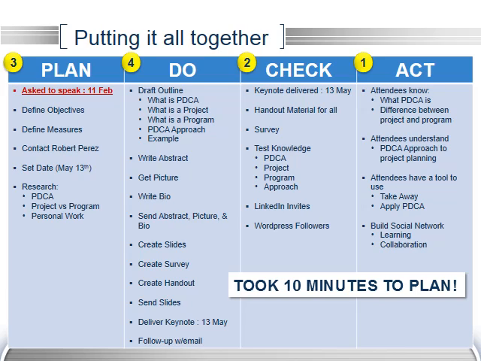But when the do, what was I going to do? Well, I said, well, I need to draft an outline. And initially I said, well, I'm going to know what is PDCA, what is a project, what is a program, my PDCA approach, and an example. Those are pretty good things. As you can see in the presentation, I actually combine program and project together to show the comparison. So, although the plan was created 3 months before this presentation, I pretty much knew what I wanted to do once I got here.